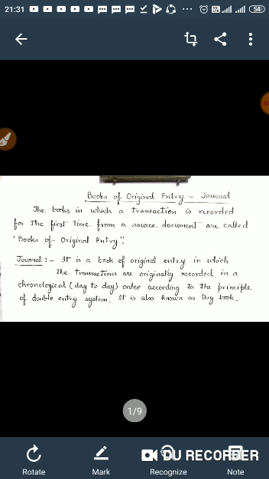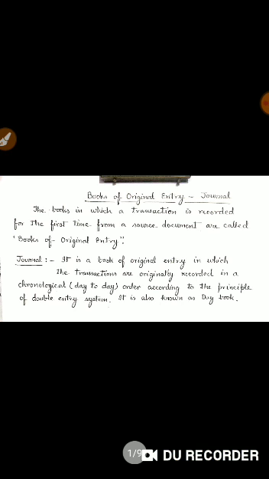It is a book in which transactions are recorded for the first time from the source document; such books are called books of original entry. So journal is a book of original entry in which the transactions are originally recorded in a chronological manner according to the principle of double entry system. It is also known as day book.